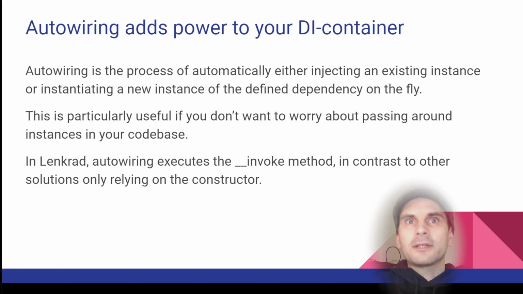Now, auto-wiring takes care of this for you on the fly, so you don't have to worry about whether or not an object is already instantiated, or whether you have to create a new one. This is already done. Now, in Lenkrad, which is something that we're going to get into later, auto-wiring also executes the invoke method. This is done because a constructor cannot return anything, but an invoke can. So it's easier to handle particular edge cases that we don't want to go into here.